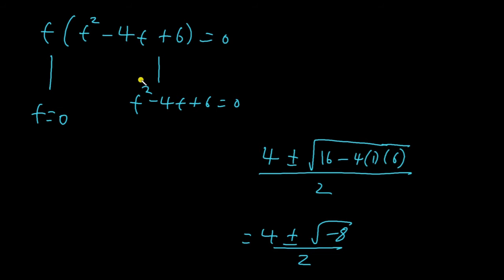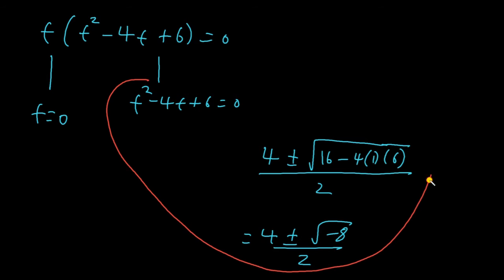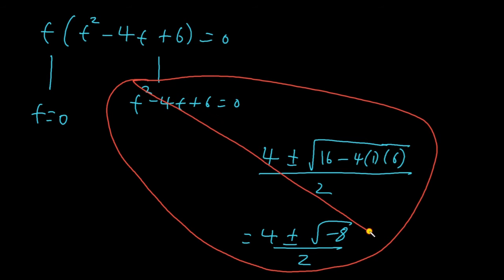So that means we can just take this entire section here and ignore it, because it's not going to yield us any real solutions for f. So the only solution we have left over is this f equals 0 here.